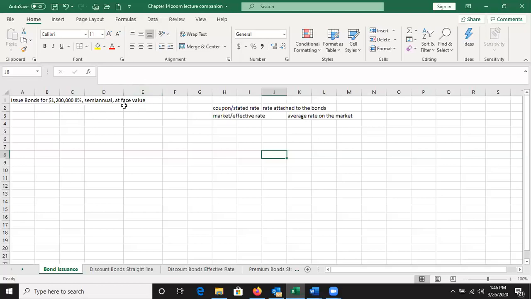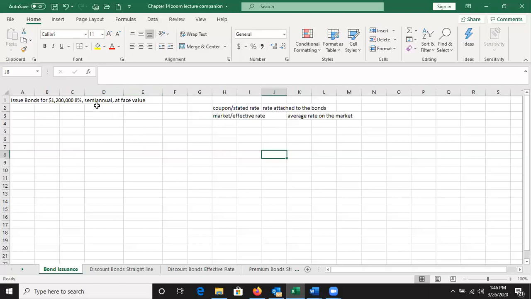Whenever bonds are issued at a discount or a premium, you'll have a market or an effective rate, okay? Interchangeable. It's called the market rate or effective rate. That is the average rate on the market that bonds are going for. That's what makes them be issued for discount or premium. For this starter example, it's just issued at face value, so there's only a coupon rate.